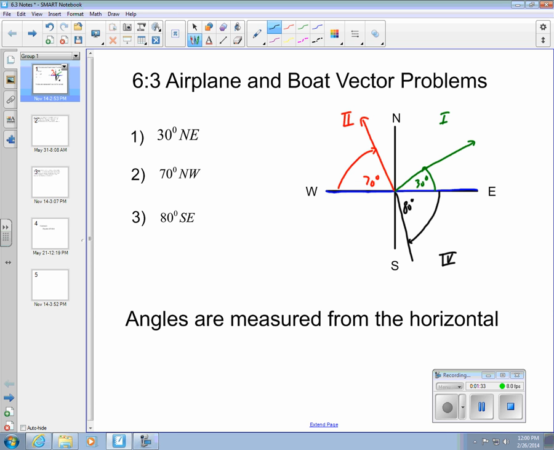And then, of course, we could put another one on here. Let's make a fourth one while we're at it. Let's say 10 degrees southwest. Again, from the horizontal, we're over here in quadrant 3 now. So 10 degrees in this region right there. So get used to measuring those angles from the horizontal like we've been talking about, always from the horizontal.